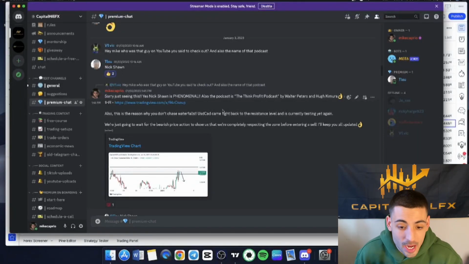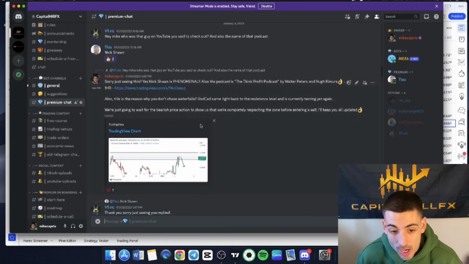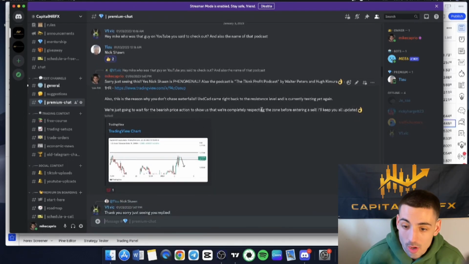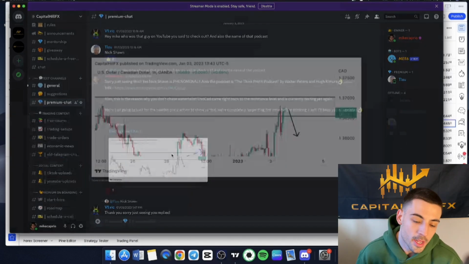USD Canadian dollar came right back to the resistance level, is currently testing yet again. We're going to wait for bearish price action to show us that we're completely respecting the zone before entering a sell. I'll keep you all updated. And this was exactly it.